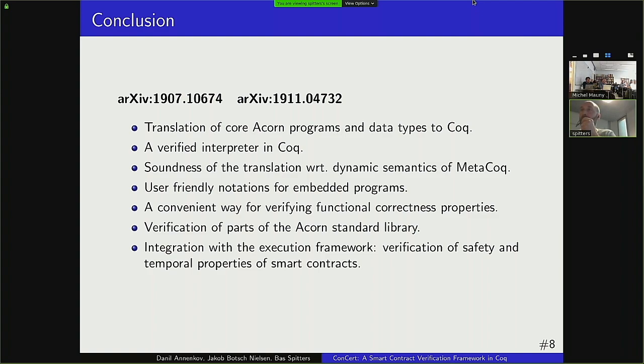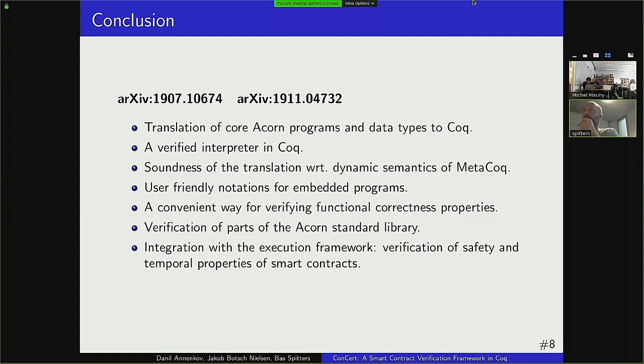So I have user-friendly notations for embedded programs, so they just look very much like the code you've actually been writing in your functional smart contract language. We get a convenient way, we're building more and more tactics in Coq to verify functional correctness of these smart contracts.